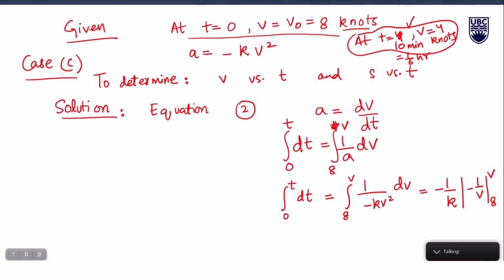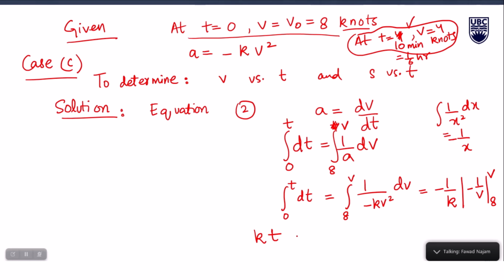Everyone clear that the integral of 1 over x square dx is equal to minus 1 over x, right? So I apply that on the left hand side, it becomes simply t, right? And I can take that k on the other side also, so it becomes kt.